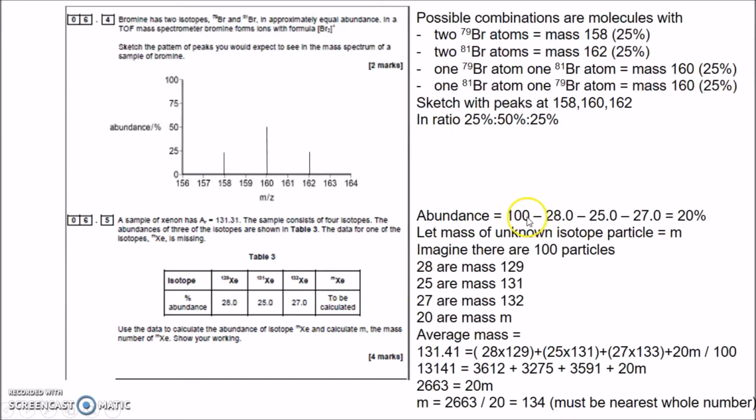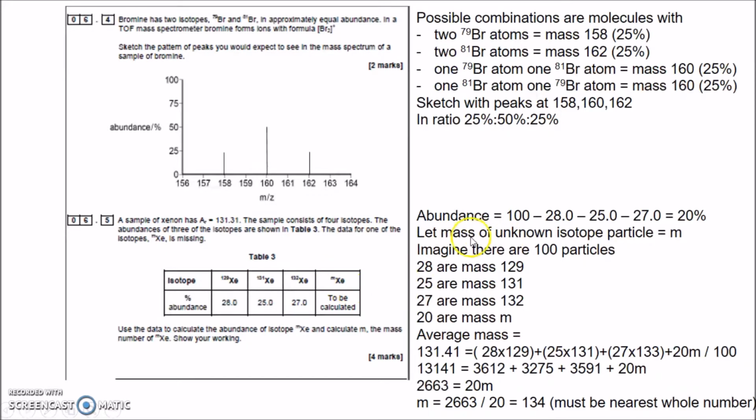So the percentage abundance is 100, take away 28, take away 25, take away 27, I've got 20% of this. So 28% is this one, 25% is this one, 27% of this one, and by subtraction the remaining percentage must be 20%. So all of these add up to 100%. So I don't know what mass this is. That's what I'm trying to find out, the mass of this xenon particle.